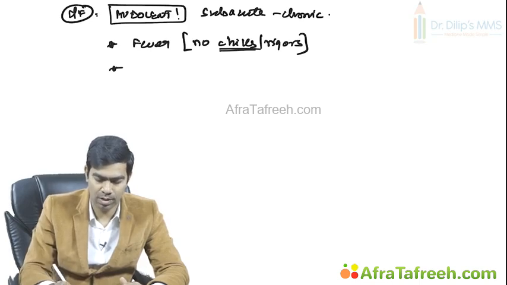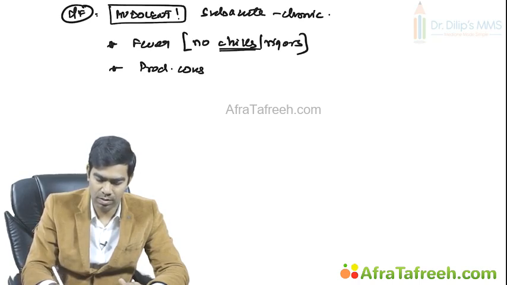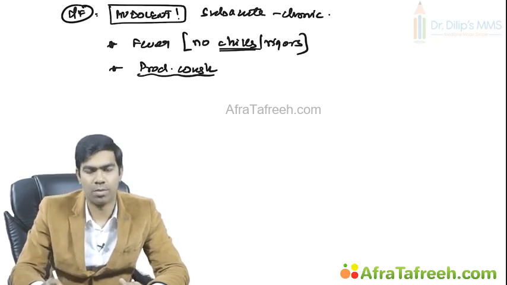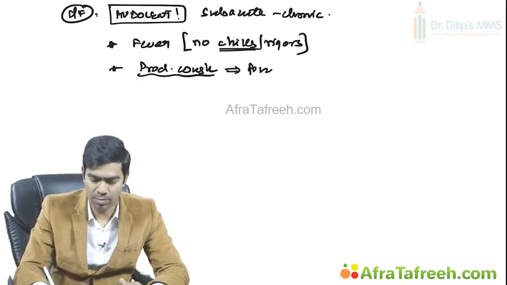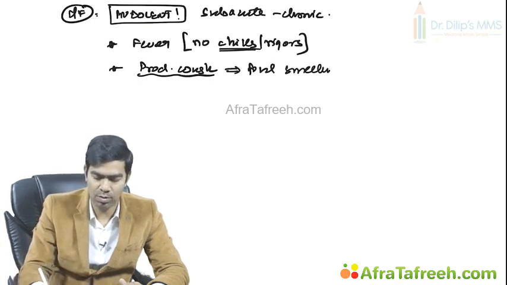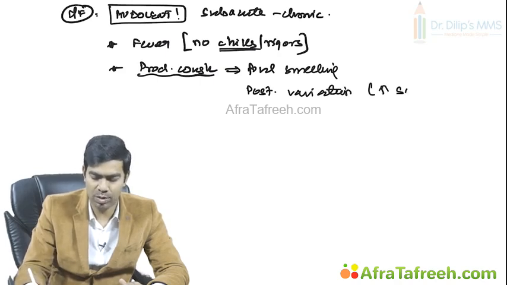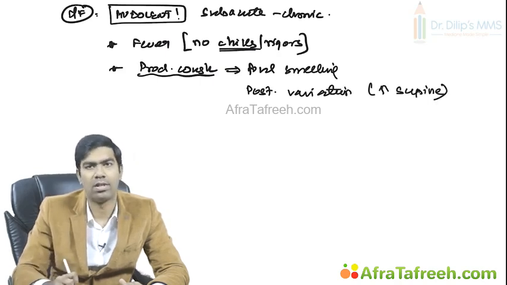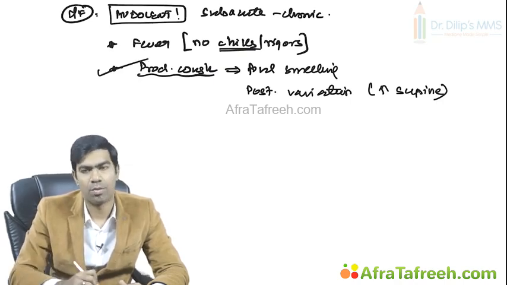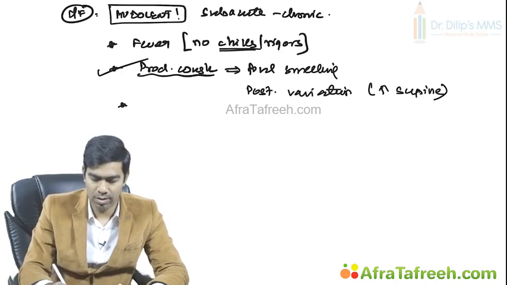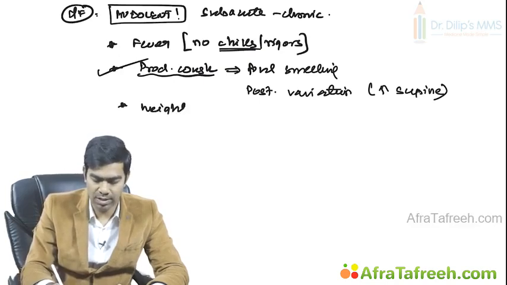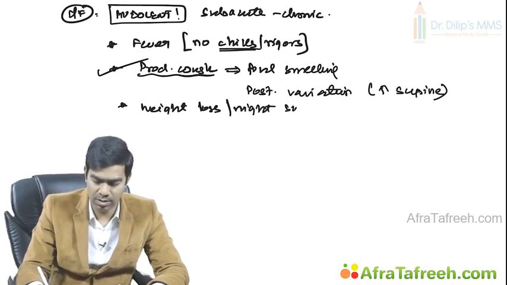Usually, very commonly, they produce productive cough as well, chronic productive cough, and this sputum that they are going to produce tends to be foul smelling and tends to have a postural variation, in the sense they increase with supine posture, again with dependent posture, like bronchiectasis. So productive cough, very important. And they can produce other TB-like features like weight loss, night sweats, and even hemoptysis.